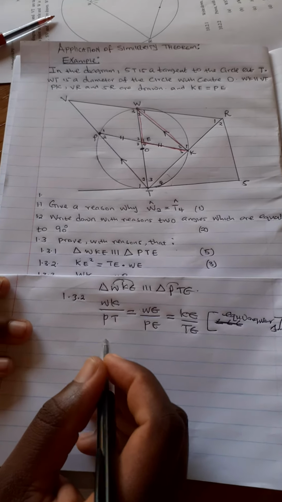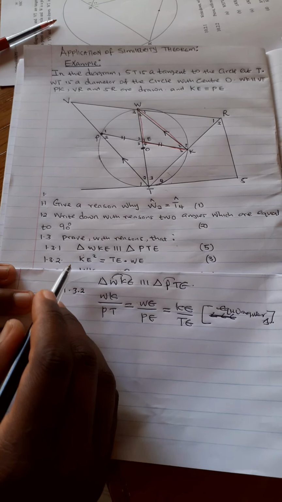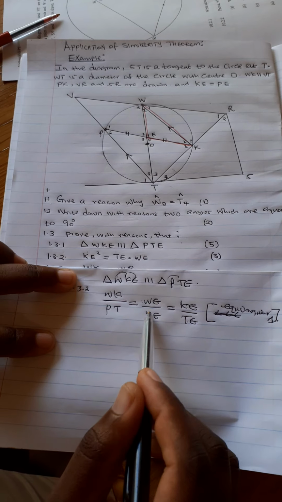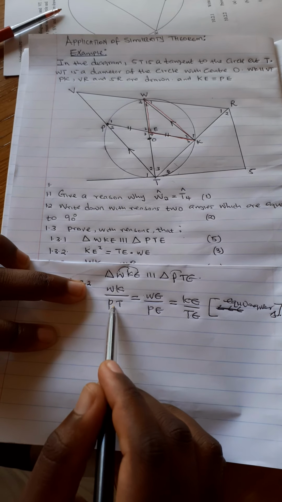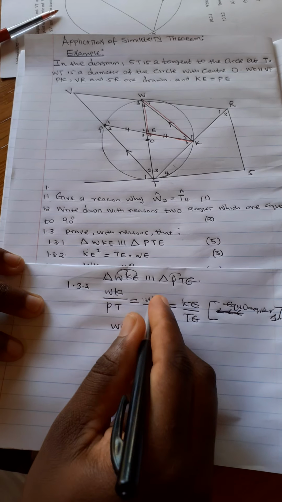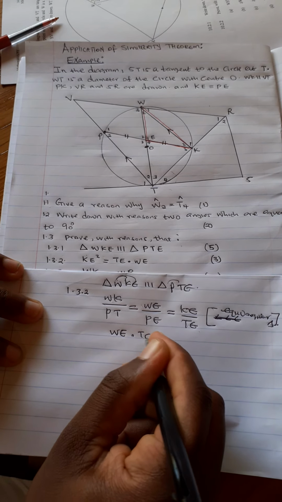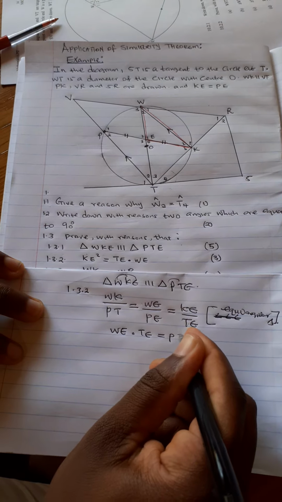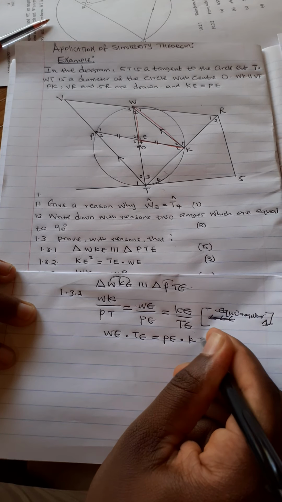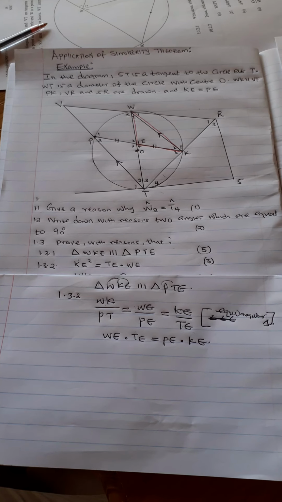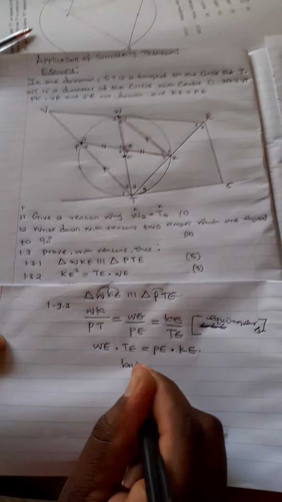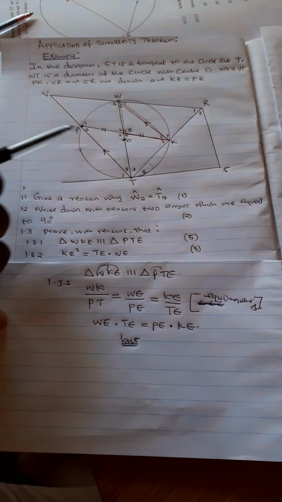Now, when you check in your question, you're going to check the things that you are having. TE is part and this one is there. Therefore, I'm going to get rid of this one. So I'm going to take this one and say WE multiplied by this, it will give me my TE, and this one will be PE, multiplied by KE. All right. But when you look at this one, you have to recall up there the information that you are given there.